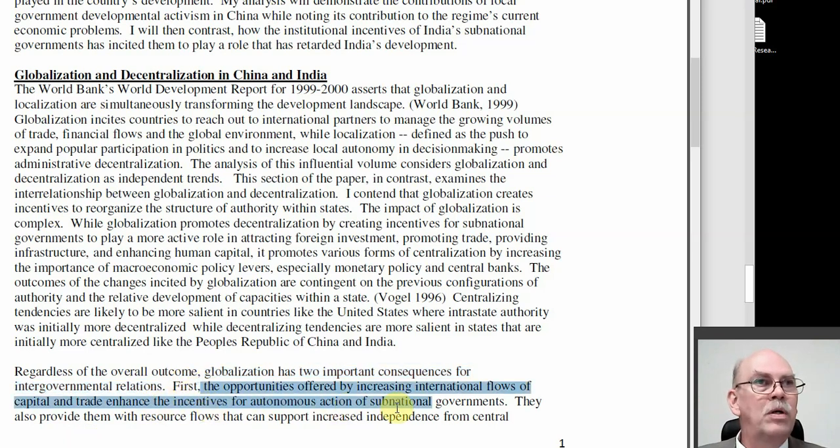First, increasing international flows of capital and trade. Capital means money and valuable things. This improves the incentives for autonomous action of subnational governments. Because businesses are willing to invest in more places, subnational governments, the Guchang, the Gwangyukshi, the Docheng, they have more reason to try to globalize, to get more things done. And the national government kind of stands back and says, well, that's our job. But if you can do it, go ahead.